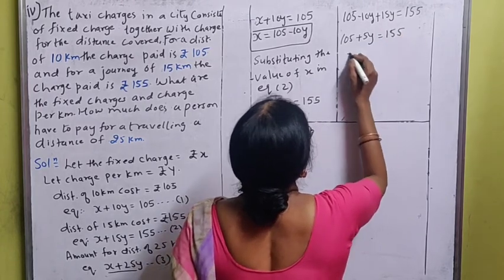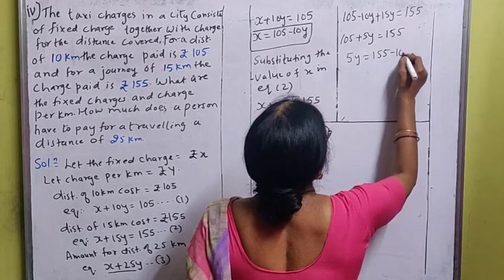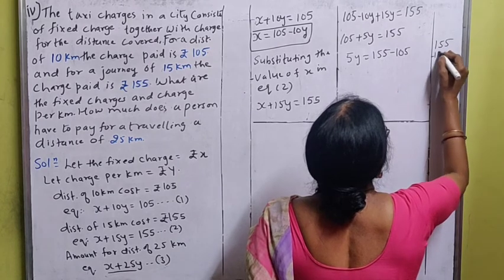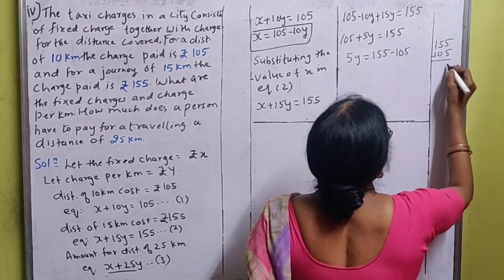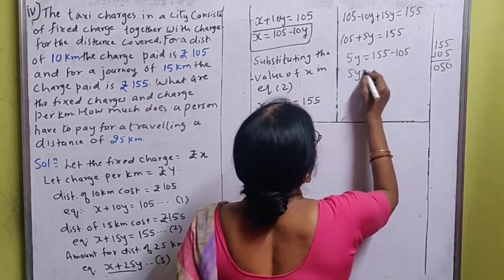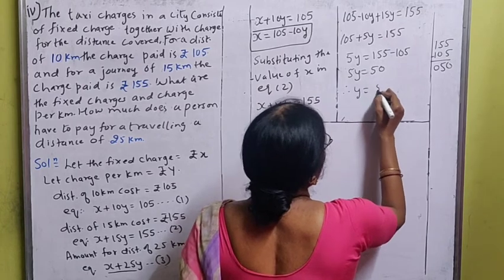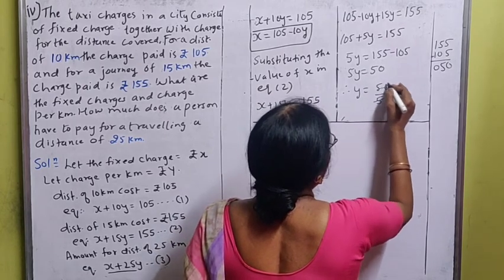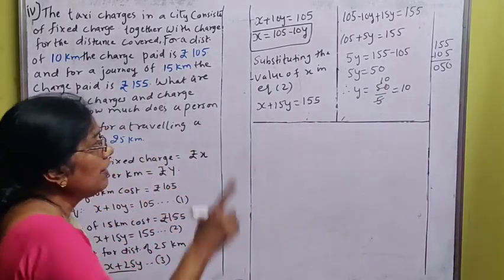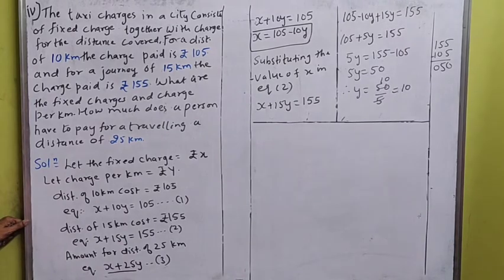So 105 will go to the other side. 5Y is equal to 155 minus 105. 155 minus 105: 5 minus 5 is 0, 5 minus 0 is 5. So how much did you get? 5Y is equal to 50. Therefore, Y is equal to 50 by 5, that is equal to 10. So we came to know Y. Now in which equation do I have to use this Y value?